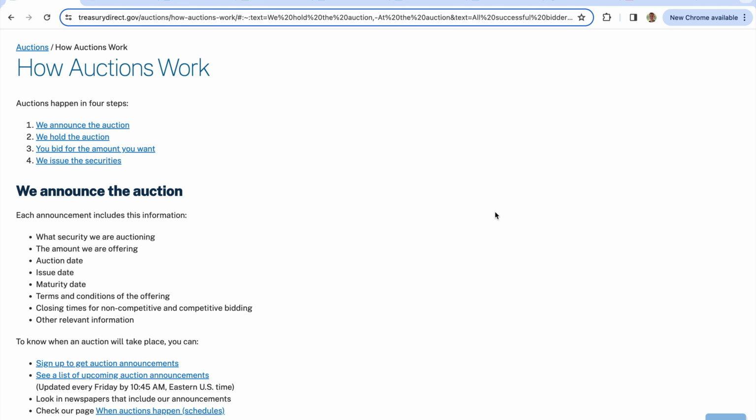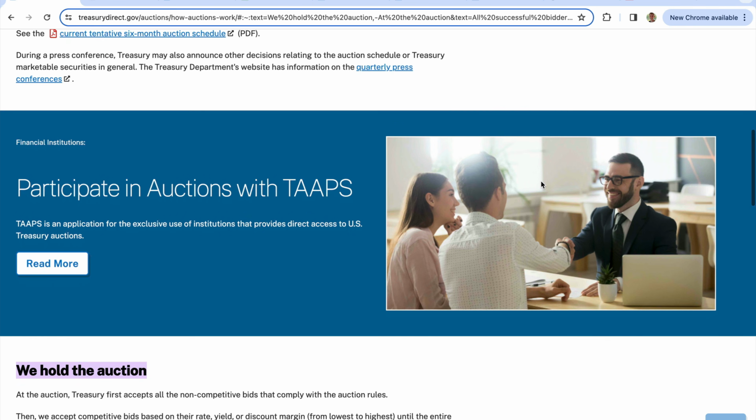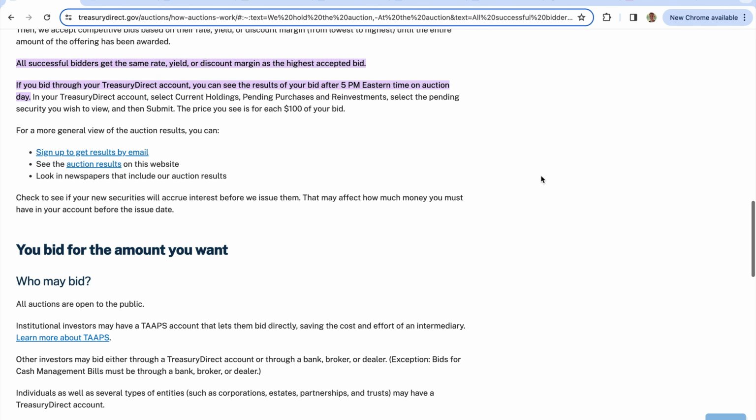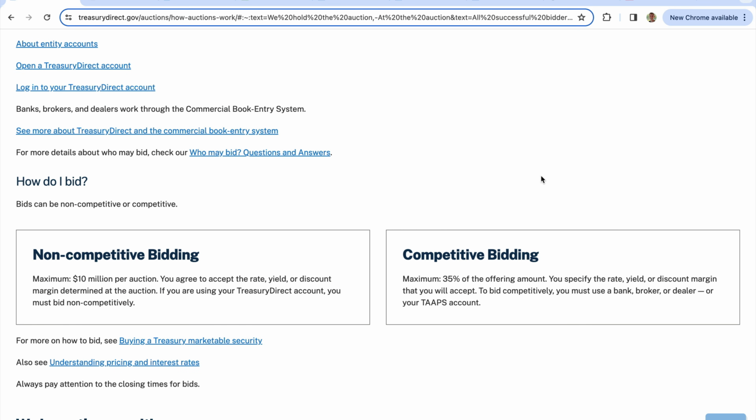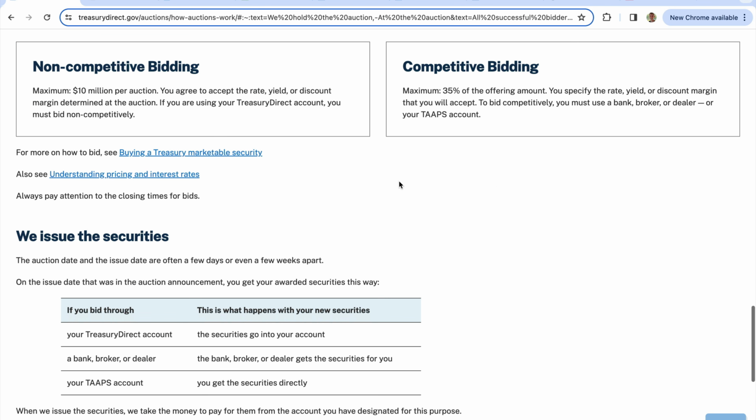In today's video, I'm going to be explaining how exactly Treasury auctions work. Now, obviously, the Treasury Direct website itself has an explanation on this, but I would argue that it's not very good and not very thorough. It misses out on a lot of details, and honestly, just reading through this, I didn't understand much.